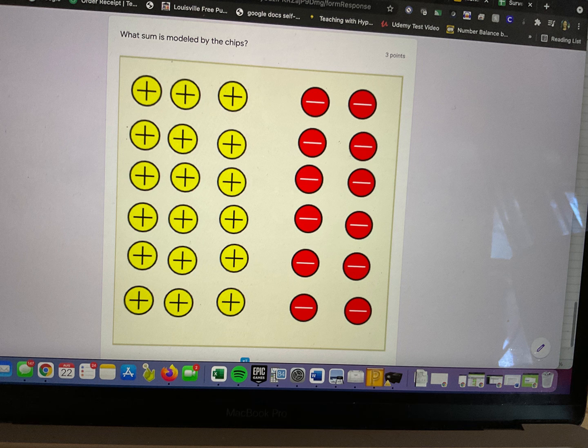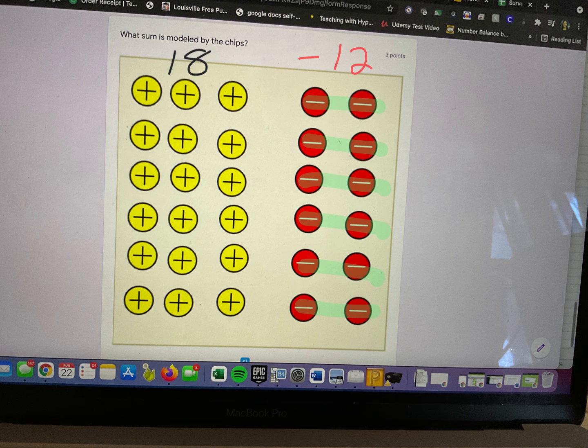Okay, example number 2, it's exactly the same concept. So I'm going to go through and make a note of, so here I have 2, 4, 6, 8, 10, 12 negatives, right? So that's a negative 12. And then here in the positives, I have 3, 6, 9, 12, 15, 18. So I have 18 positives.